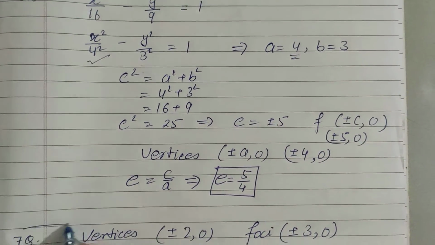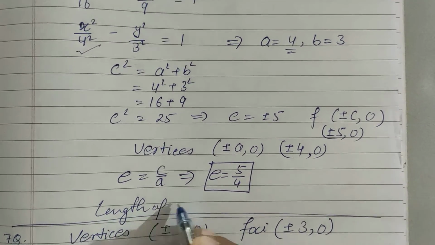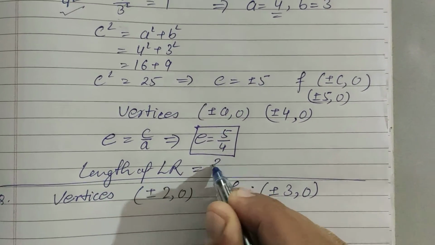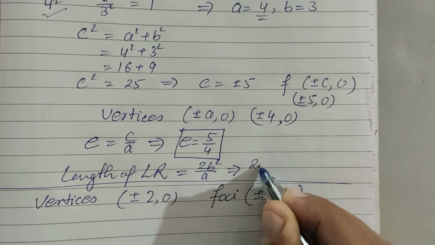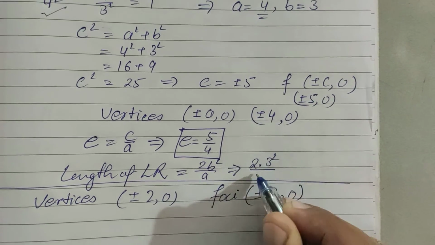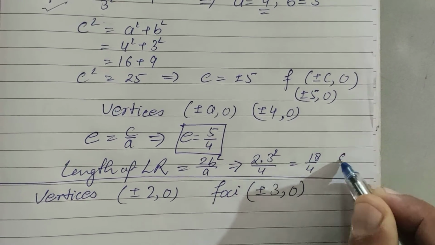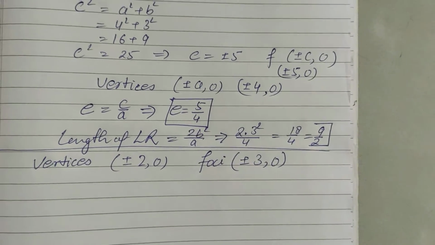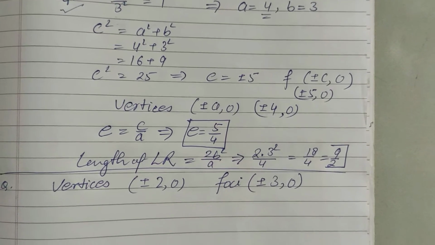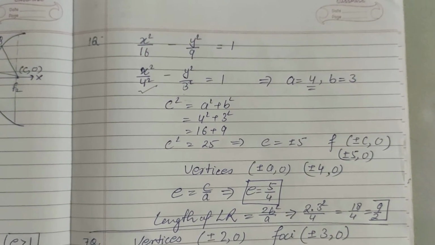Then the last thing asked is the length of the latus rectum. It is 2b square upon a. That implies 2 into 3 square upon 4, which is 18 by 4, 9 by 2 or 4.5, whichever you want to write. This is the length of the latus rectum of the given hyperbola.